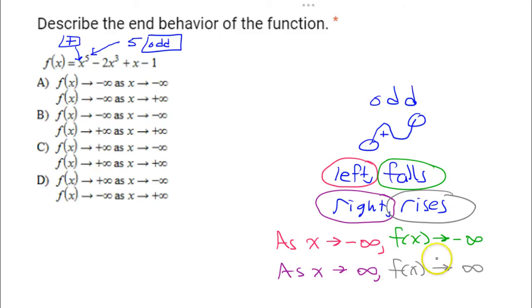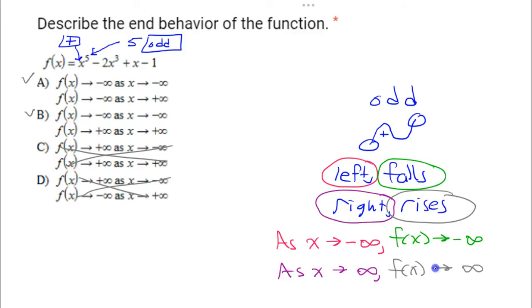Now I have to carefully match this up with one of these answers. They write it backwards from the way I am most comfortable with it, so you just have to be careful. So let's see. We are looking for a version that says as x approaches negative infinity, f of x approaches negative infinity. So let's narrow it down to that. As x approaches negative infinity, f of x approaches negative infinity, that's a possibility. Negative infinity, positive infinity, that's not a possibility. So it's either A or B.